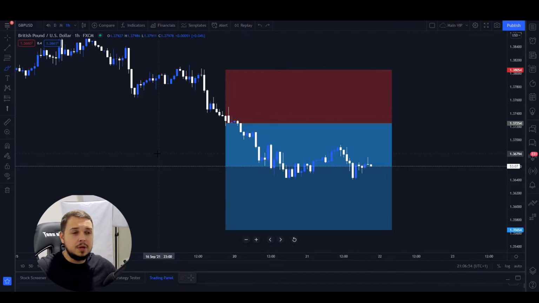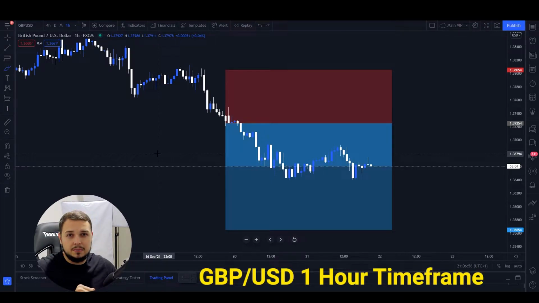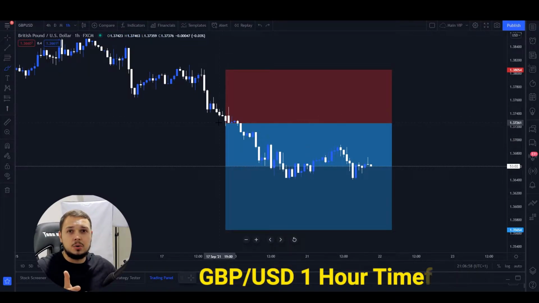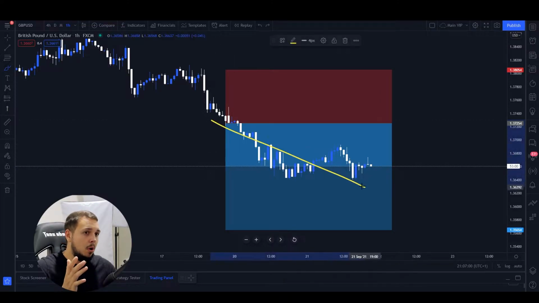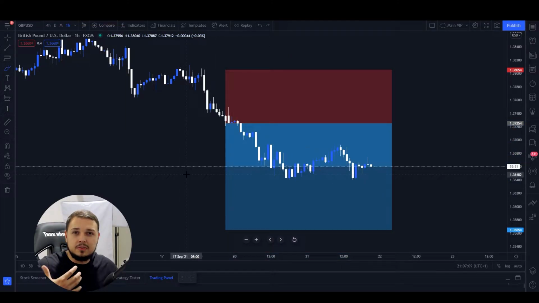So as you can see over here, we are on GBP USD 1 hour time frame. This is the trade I showed you in the beginning of the video, popping off towards the downside. And now to learn this strategy, we will need 3 indicators.